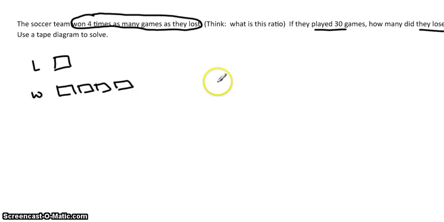And it says here that they played 30 games total. So I look here and I say, okay, well, I got to find a total. If I have 1 game lost and 4 games won, that means I played 5 games altogether. So I'm going to simplify this because this is going to be a lot of repetition.